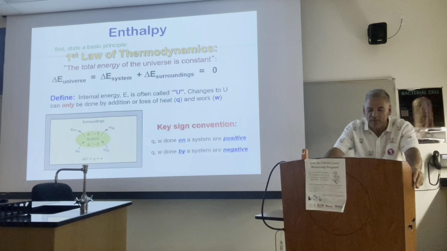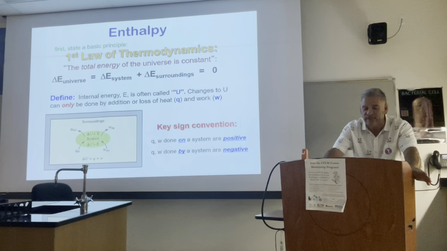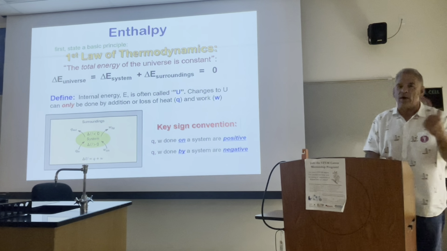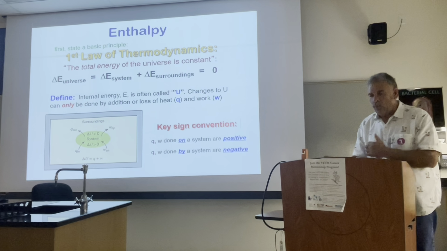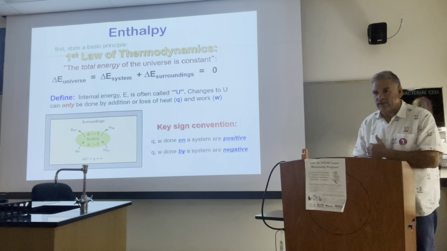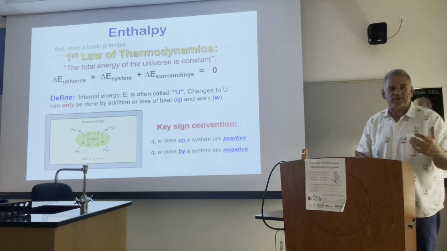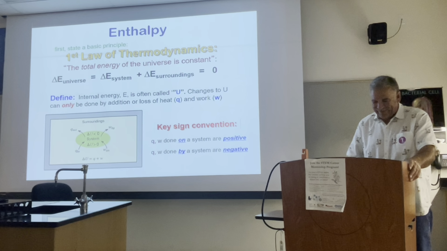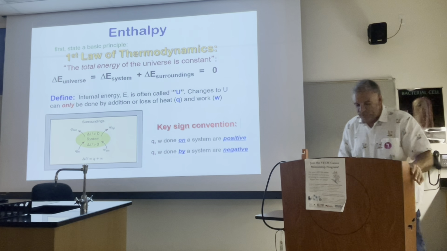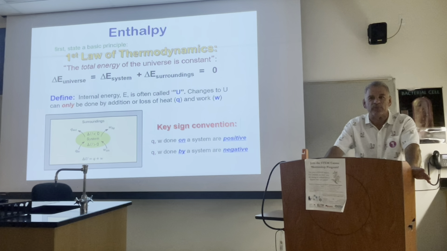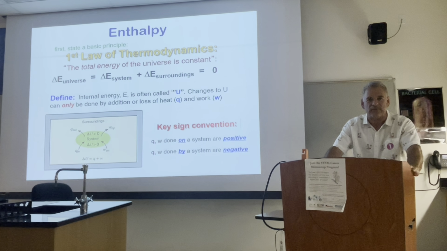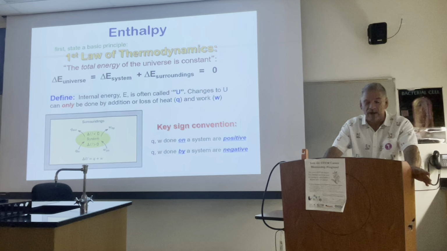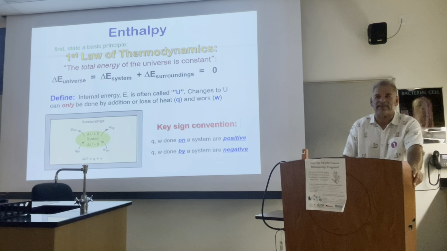Changes to U can only be done by addition or loss of heat and work. So we either put work in, take work out, put in heat, or take out heat, right? And they're going to all balance out to the total energy. So Q is the work done on a system, and Q is positive. So if you do work on a system, the heat is positive. If work is done by a system, the heat is negative.